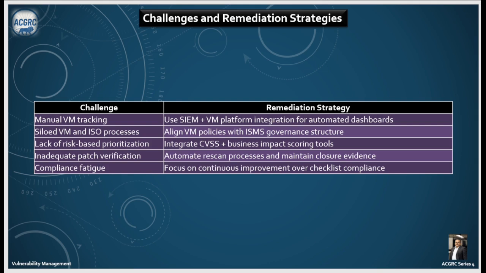The next one is weak vulnerability management process. Why does it happen? Well, that's because scans might be irregular, fixes delayed or scope incomplete. In such cases, how do you manage it? Well, you need to schedule regular scans, set SLAs for patching, and include VM in your risk treatment plans.